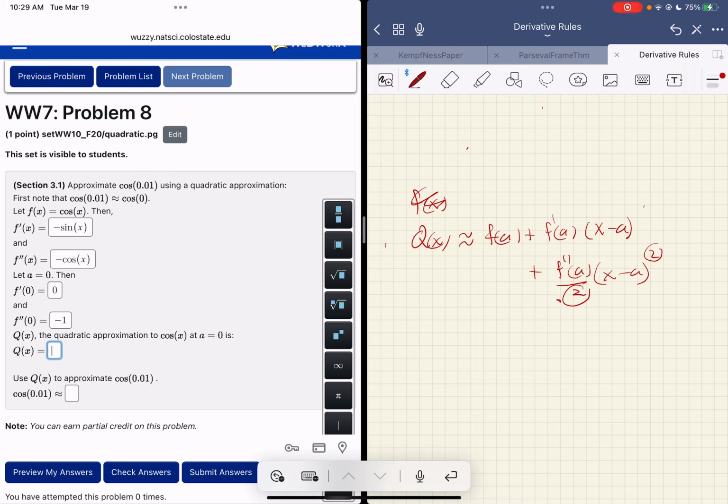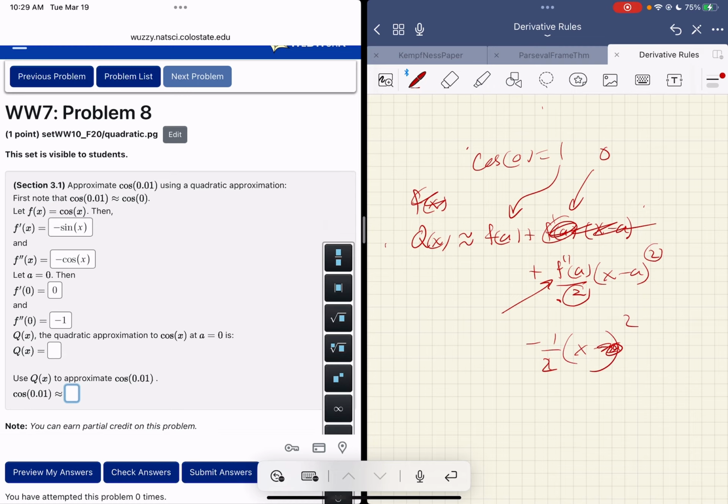There it is. And we can plug in, look, we have all these numbers now. Cosine of 0 is 1, so that's going to go here. This was the derivative, which was 0, so that whole term is gone. The second derivative was -1, so we're going to have minus a half times x minus, and then what was a? It was 0, so in fact, that's just x squared.